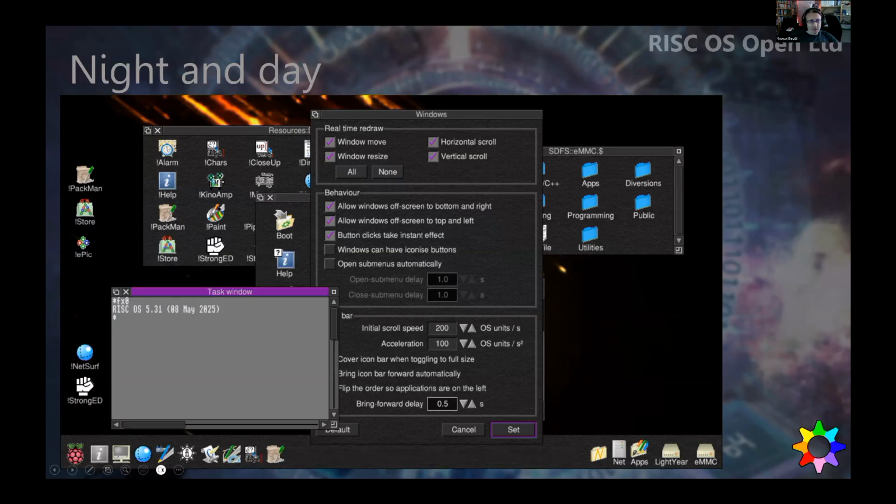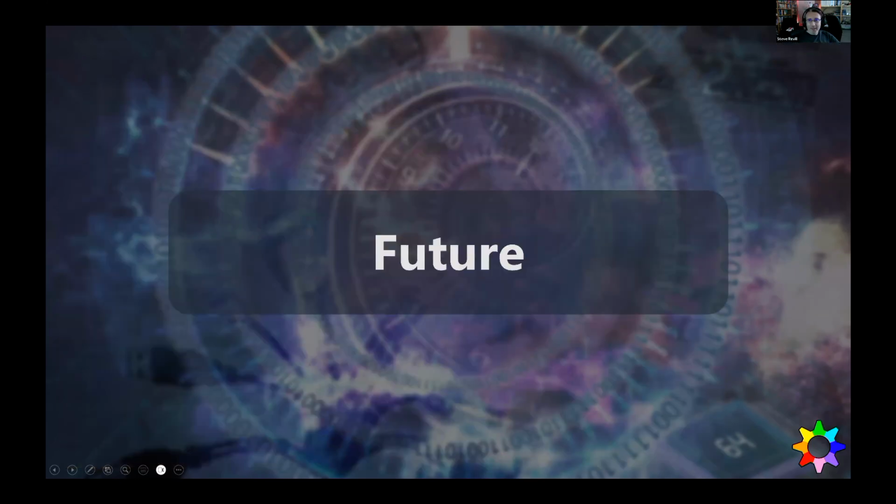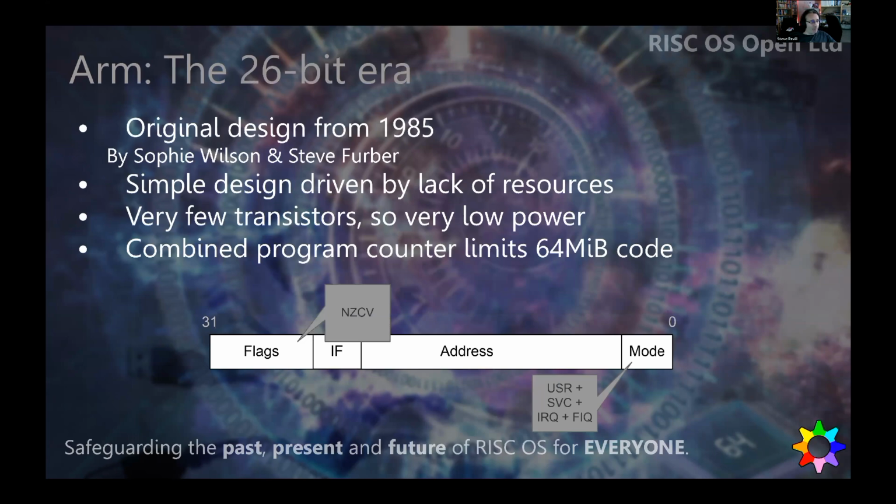Okay, I'll just skip on from that one and we'll start looking ahead a bit. So the future is why we're talking about 64-bit RISC OS. The future is rapidly approaching and it's not all good news. So RISC OS needs to adapt to survive. And the reason why is all to do with the ARM chip.